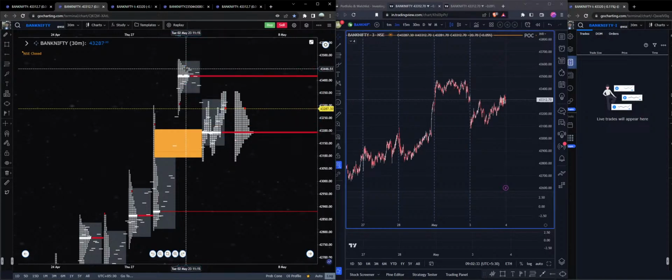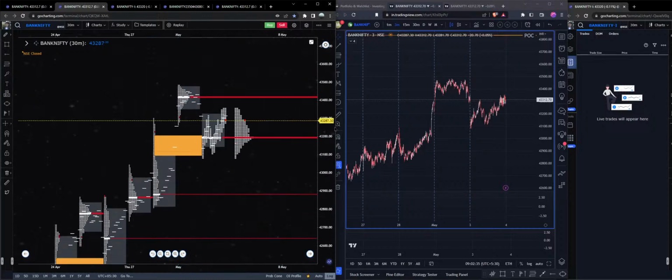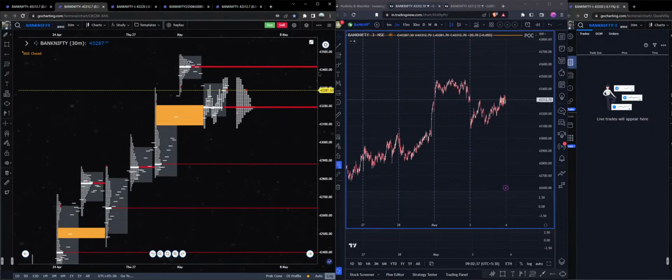So I'll just quickly remove this. 43,400 for me is a pretty important level, so first of all, I'll mark that. And second thing is, yesterday where the overall auction developed. One of the areas which I was looking at is this single print zone. This single print was created in Friday's auction. Monday was a holiday, and then Tuesday's profile, and Wednesday.